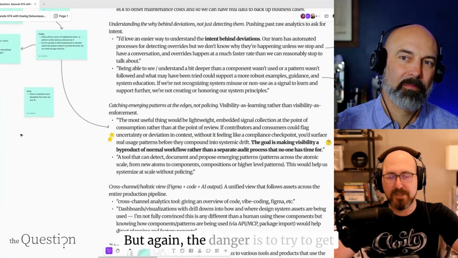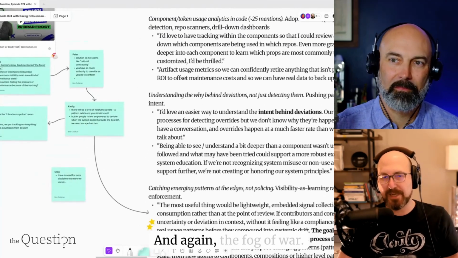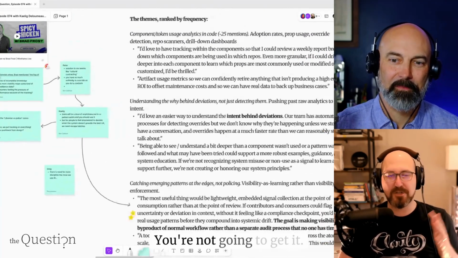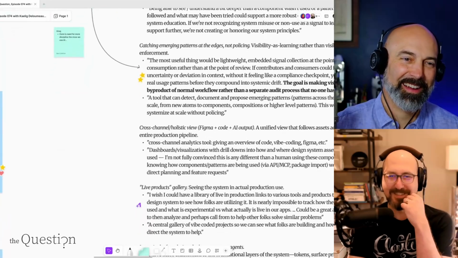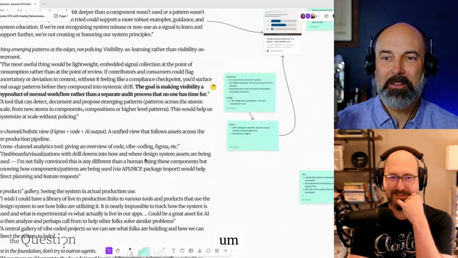But the danger is to try to get perfect data. And again, the fog of war. Yeah, you're not going to get it. Right. Things just keep on changing so fast. Yes, they do. They do.